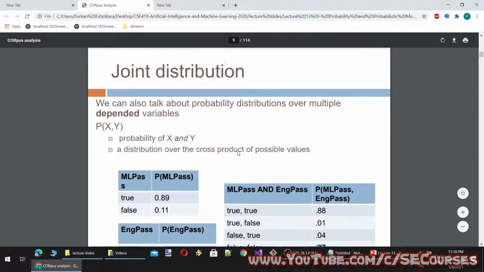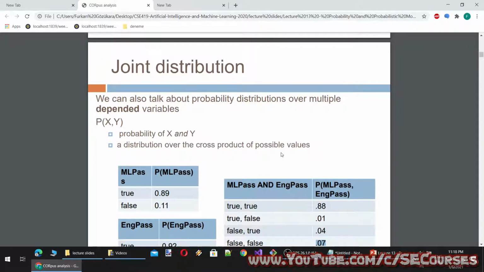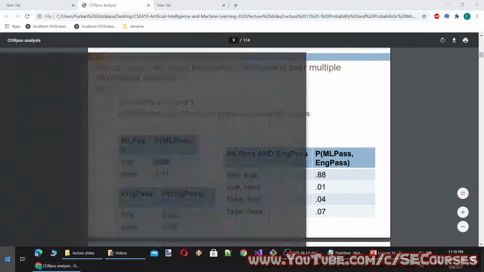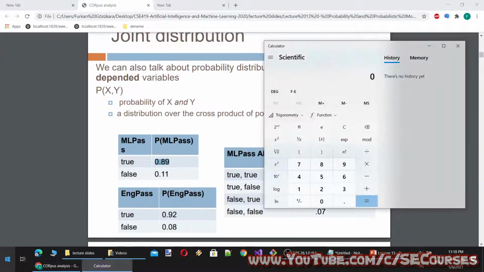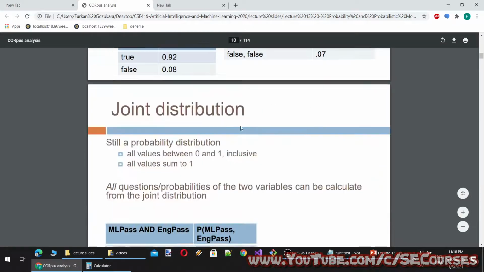So this is the joint distribution of dependent variables. Therefore, it is not the case that we are multiplying these two. If we multiply them, you see we get 0.82. However, it is 0.88 because they are dependent probabilities.